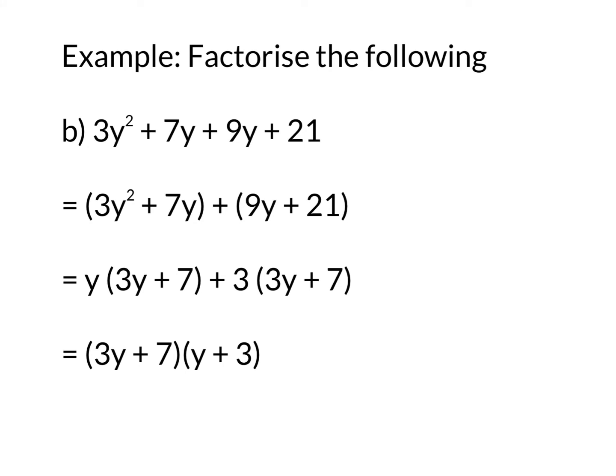For the second example, similarly, group the first two, group the second two. The common factor of the first two, or the first bracket, is Y. The common factor of the second two, or the second bracket, is 3. Notice once again that the common bracket is the same, 3y plus 7. We can take that out the front, and what's left is the y and the plus 3. And we put them into the second bracket.